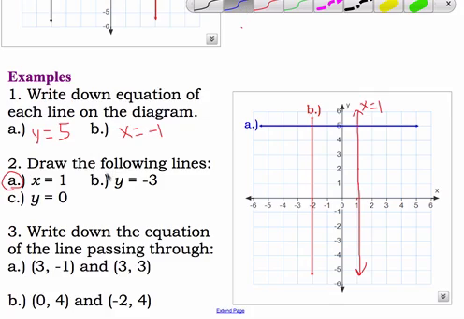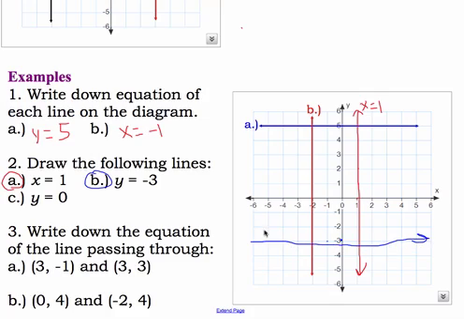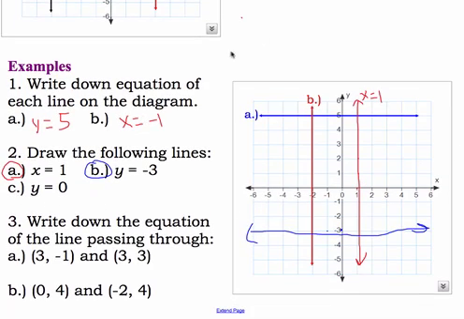The next equation is going to be y equals negative 3. So we go down to where y equals negative 3. It's going to be along here, a horizontal line. And the last one here is y equals 0. So y equals 0 right here. That's actually the equation of the x-axis. Is y equals 0.